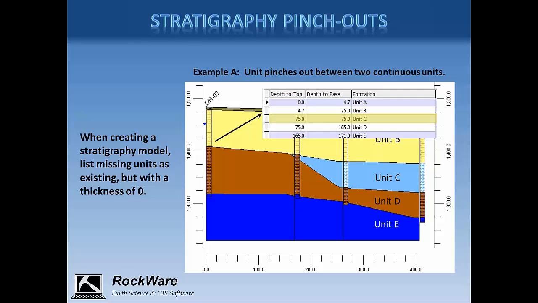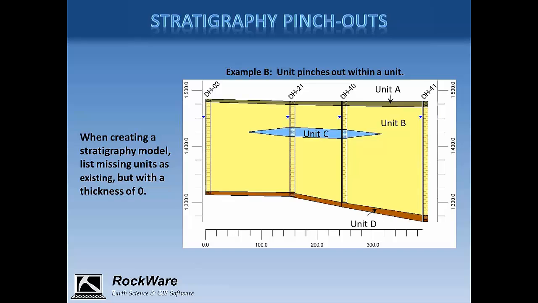I'm displaying the stratigraphy data for drill hole 3, where unit C is missing, and you can see that I'm using the same depth to top and depth to base for unit C. And that depth also matches the base of unit B and the top of unit D. This just gives the program more data to work with, more control when it's creating these gridded surfaces, and you'll get a much more accurate stratigraphy model if you take this approach rather than just not listing the unit at all when it pinches out.